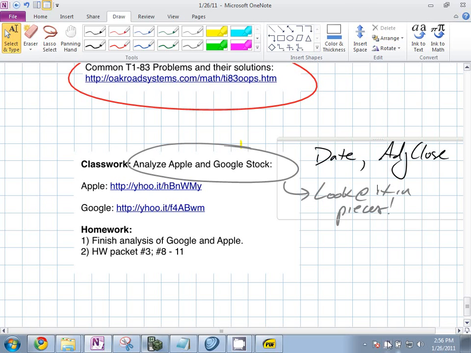In addition to that, homework packet number 3, which is what I just handed out to you, numbers 8 through 11. Those are all linear relationship questions. Okay.